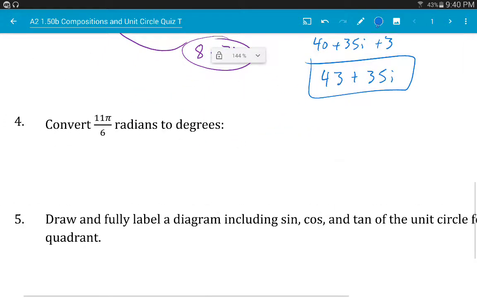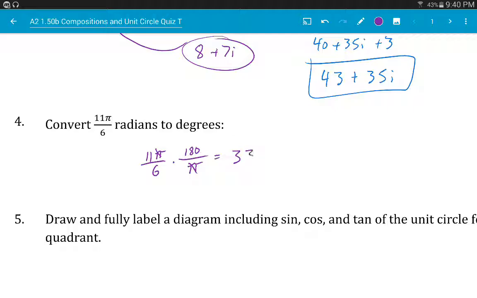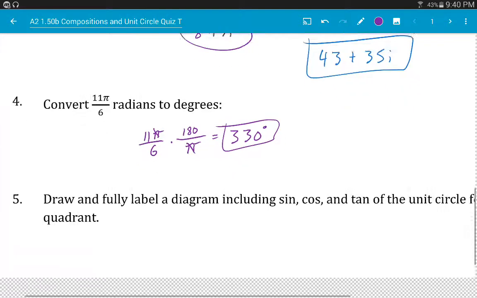Convert 11 pi over 6 radians to degrees. 11 pi over 6 times, pi goes on the bottom, 180 degrees on top, the pi is crossed out. I get 11 times 180 divided by 6, and that is going to be 330 degrees. 11 times 180 divided by 6.